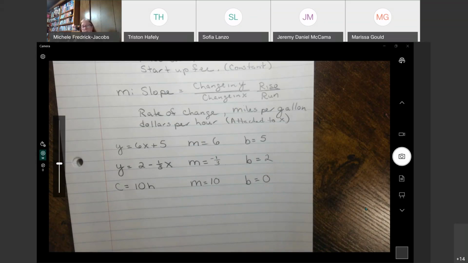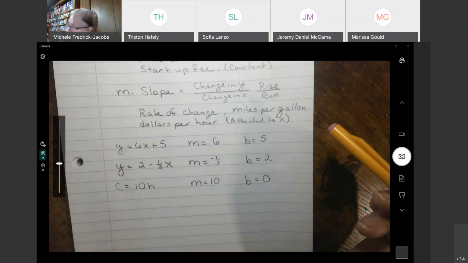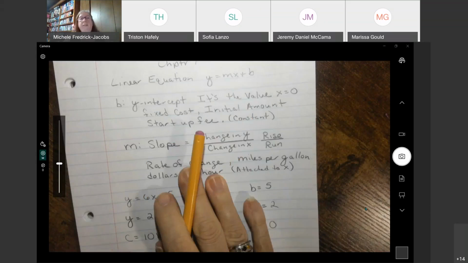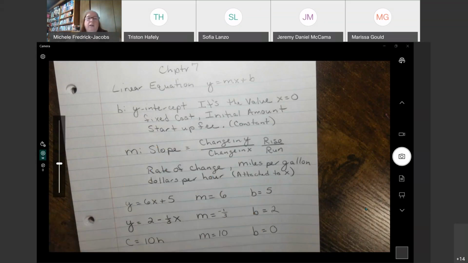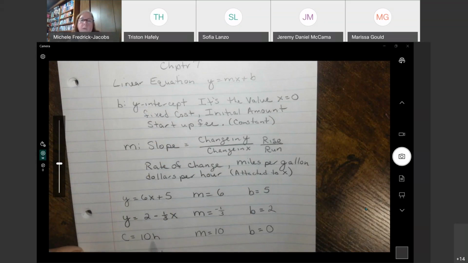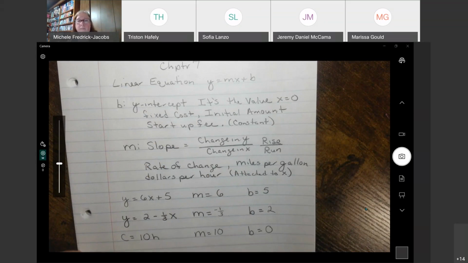What is b equivalent to again? Say that again. What is b equivalent to again? b is the y-intercept. It is when x is 0. In this case, if you don't work any hours, you don't make any money because b is 0. Okay.